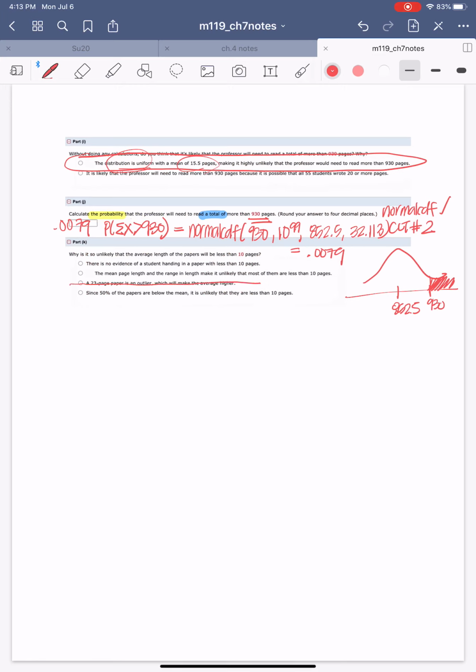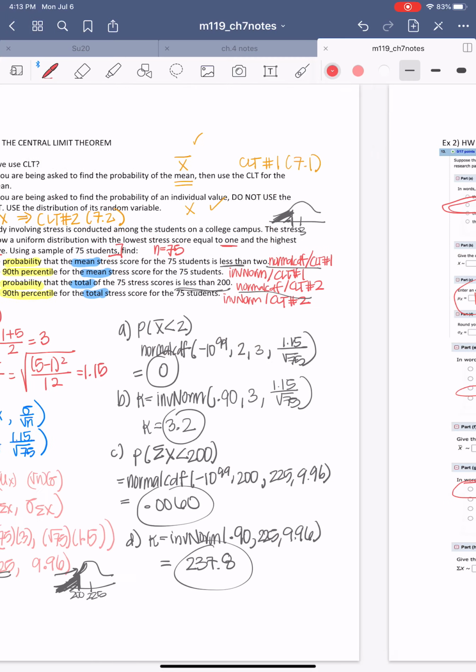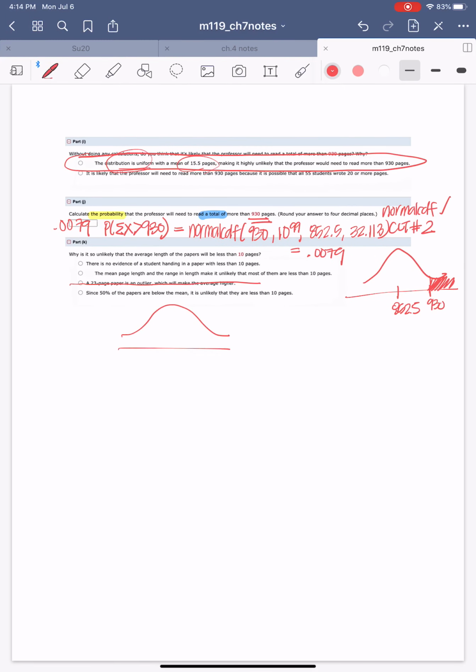Let's look at the fourth one. Since 50% of papers are below the mean, well, what is our mean value? Our original mean from the data was 15.5. So if you are dealing with the variable x, 15.5, less than 10 pages is here. It's not 50%, it's less than 50%. So I can eliminate this one as well. There's no evidence of a student handing in a paper with less than 10 pages. The mean page length and the range in length make it unlikely that most of them are less than 10.